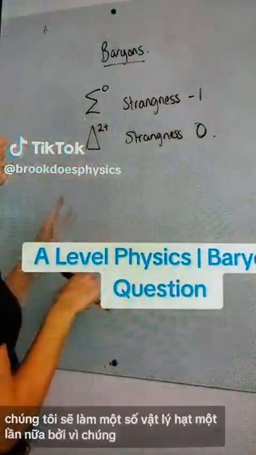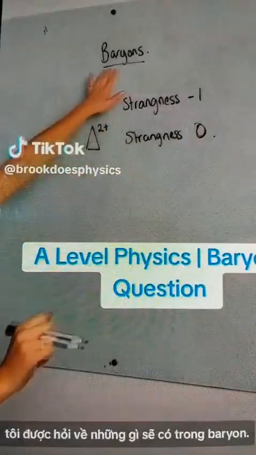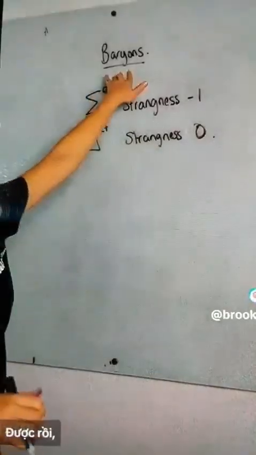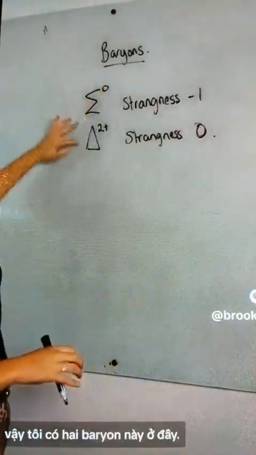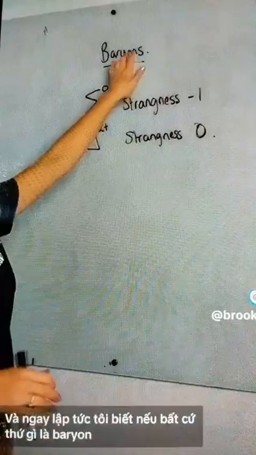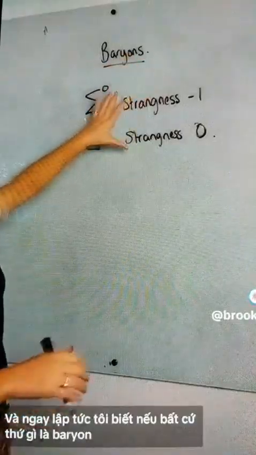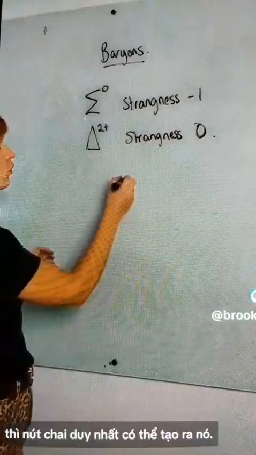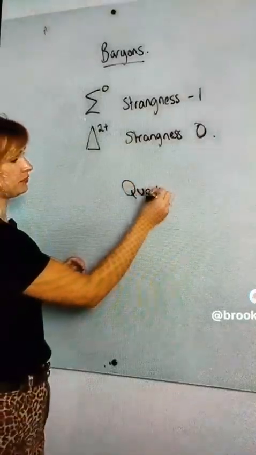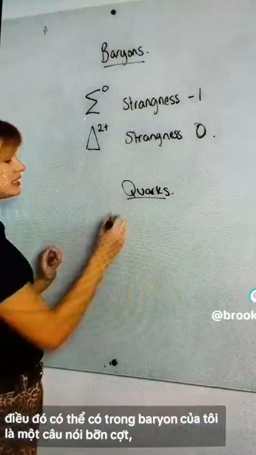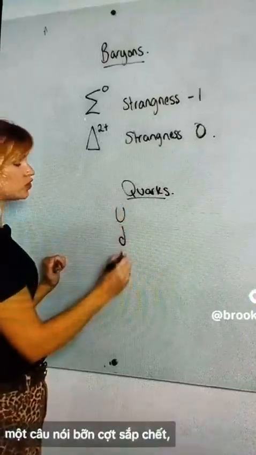So we're going to do some particle physics again because we're asked about what's going to be in baryons. Okay, so I've got these 2 baryons here. I was told in the question it's baryons, and straight away I know if anything is a baryon, the only quarks that can be in my baryon are either an up quark, a down quark, or a strange quark.